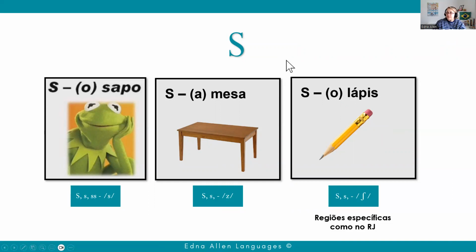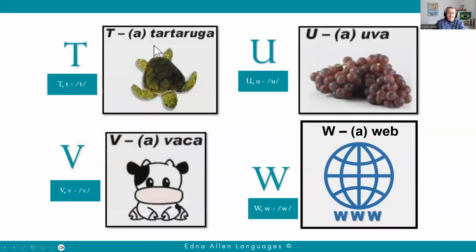Certo? E continuando, T, a tartaruga. Simples. U, a uva. You see how it is U, never a. Sempre U. Just like a double O in English, you know? U, a uva. V, a vaca. Remember when I said that we didn't have W, Y, or K in Portuguese? So obviously that's not Portuguese, certo? A web.